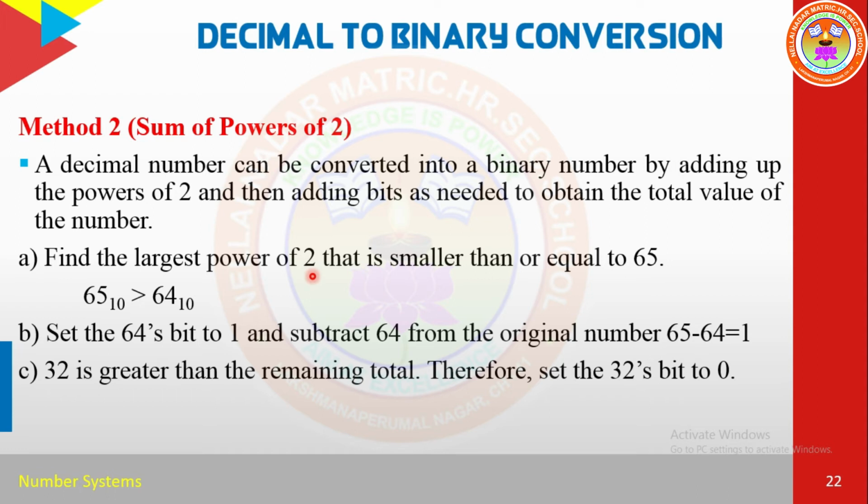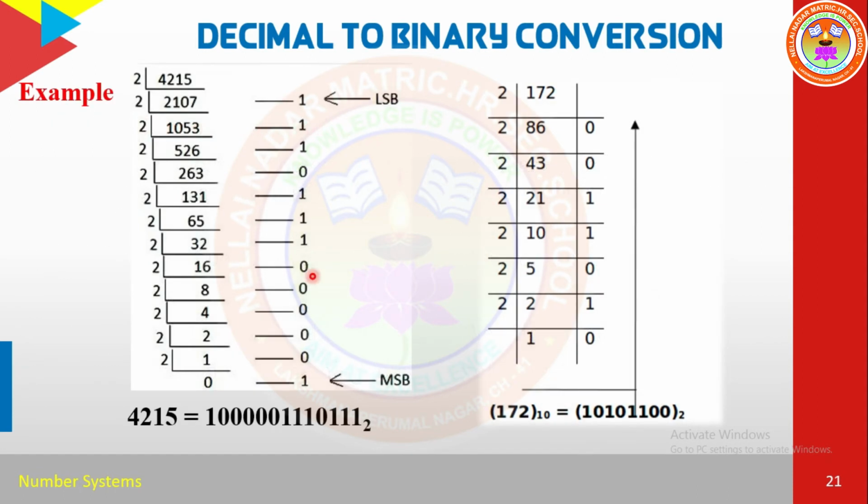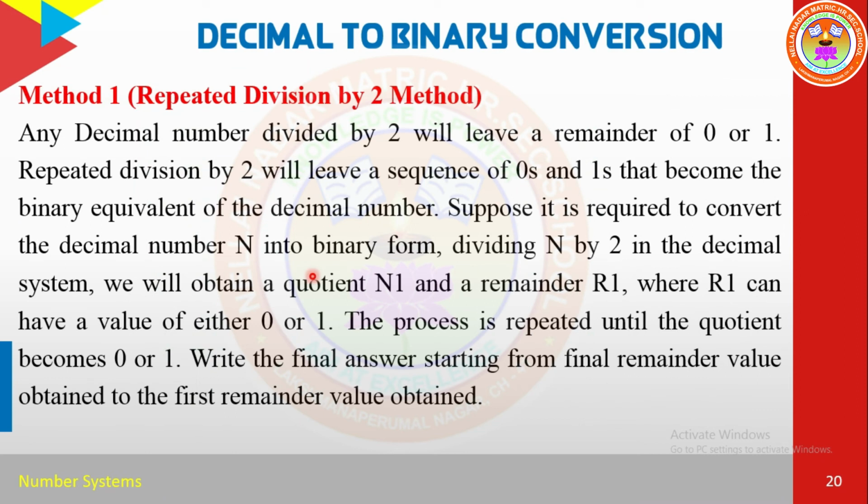Before we discuss this topic, let us refer to the theoretical part of the first method. See what we have already done in the example part. Any decimal number divided by 2 will leave a remainder of 0 or 1. Repeated division by 2 will leave a sequence of zeros and ones that become the binary equivalent of the decimal number. Suppose it is required to convert the decimal number n into binary form, dividing n by 2 in the decimal system. Here n means the given number, our question number.